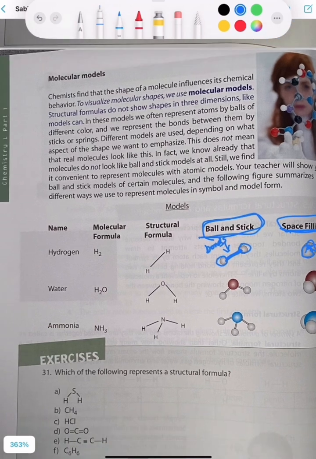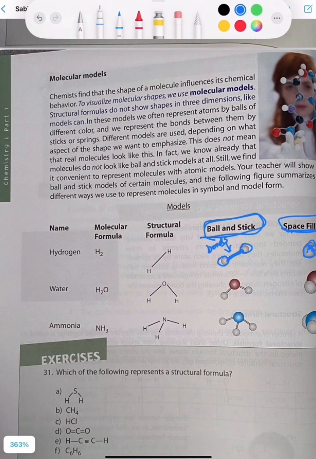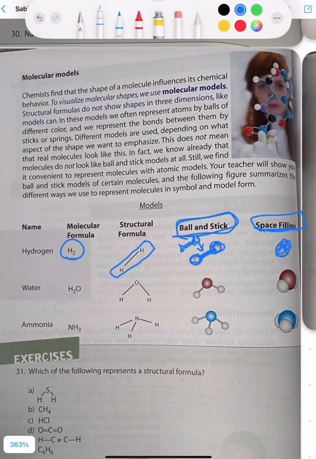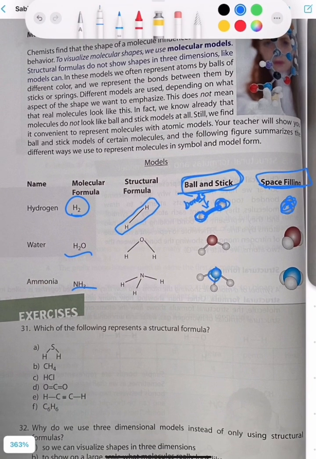Okay, so for example, hydrogen, the general formula or the molecular formula is H2. Structural, H is bonded to another H. Ball and stick, we have 2 of the same atom bonded together. Space filling, just 2 balls. Same thing goes for H2O and NH3. Do not forget to use different colored balls to represent different elements.